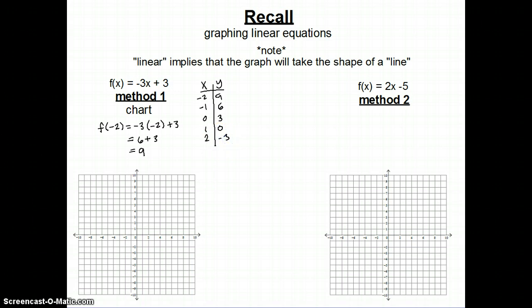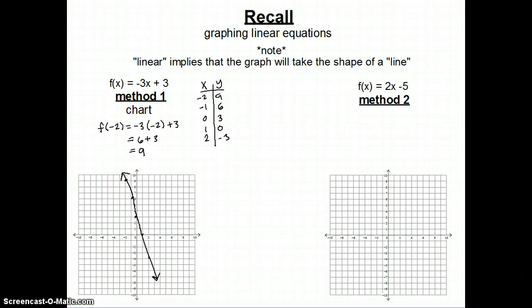Now our chart provides us with 5 points on our line, so we can go ahead and plot those. The first is -2, 9. The second is -1, 6. The third is 0, 3. And the fourth is 1, 0. And then we have 2, -3. So we have enough points on our graph to plot our line. And your finished product should look something like this.